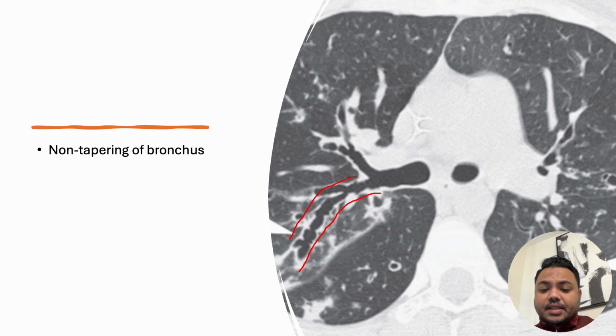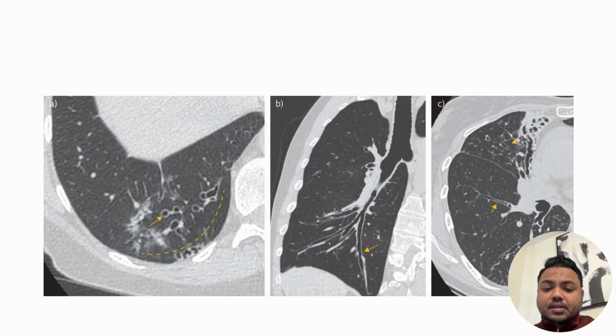Then you have a dilated bronchus, as you can see here. Again, this is very classic non-tapering of the bronchi. You can see the bronchus from proximal to distal. It's going there, it's going there. There is non-tapering dilatation of the bronchus from proximal to distal.